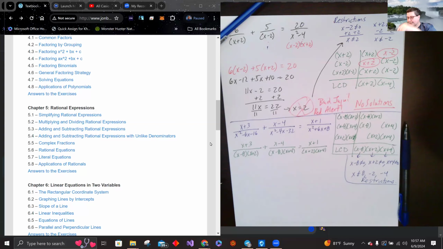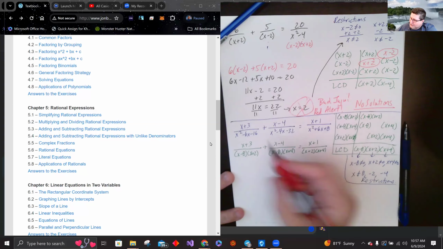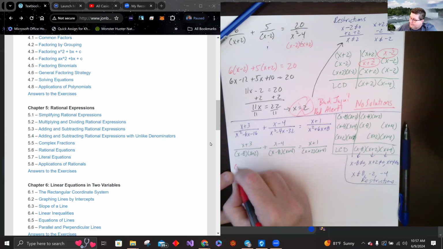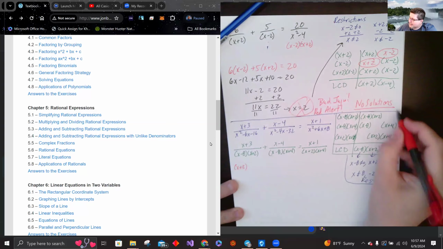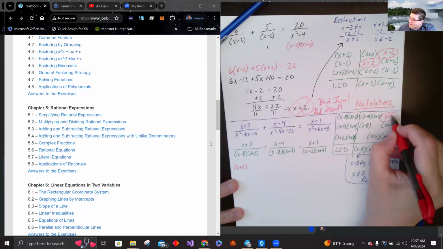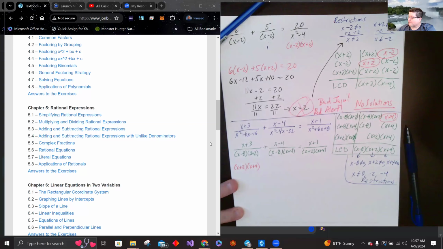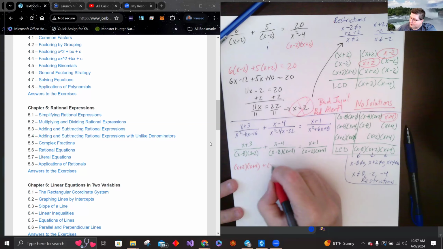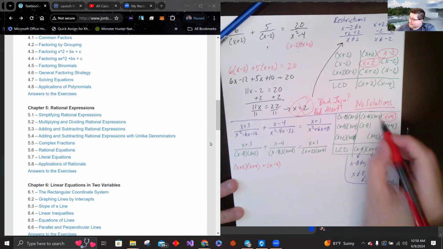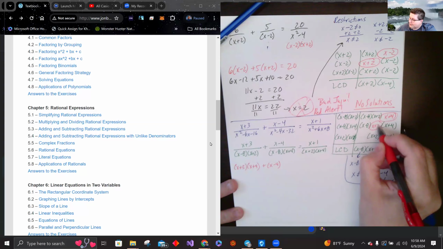All right, holes in the table method. The first fraction with the x plus 3 on top is missing x plus 4. So I'll dump the denominator and multiply this by x plus 4. The second fraction with x minus 4 in the numerator is missing x plus 2. So I'll dump the denominator and multiply by x plus 2.